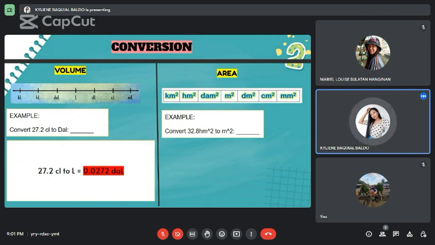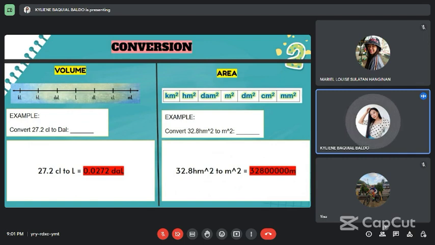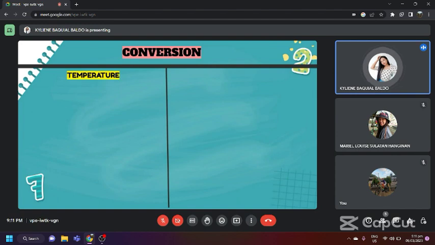There is an exponent of 2. So for us to solve this problem, we have 2 times 3. 2 times 3 is equal to 6. Therefore, we have to move the decimal 6 times to the right. So our answer for this question is that 32.8 hectometer squared to meter squared is equal to 328,000 meter squared.